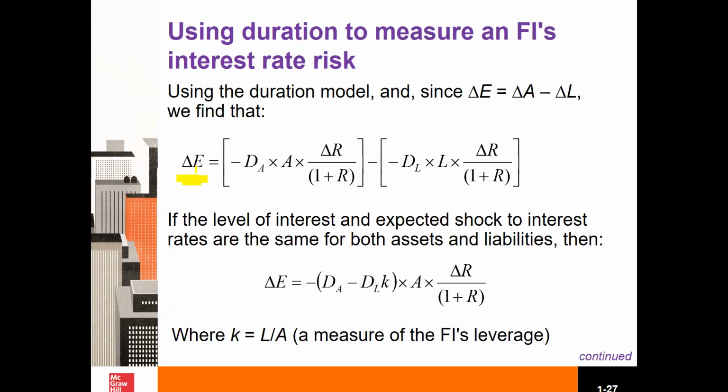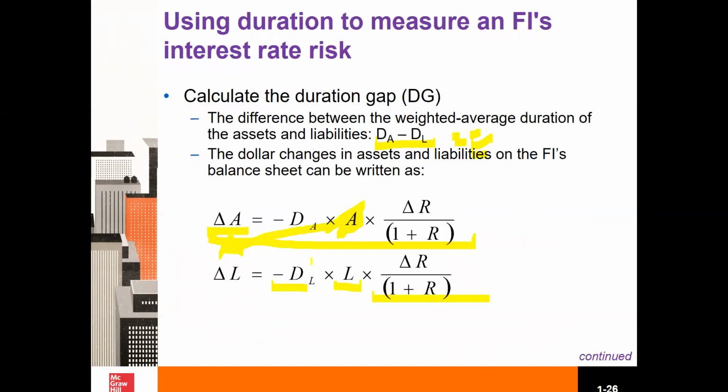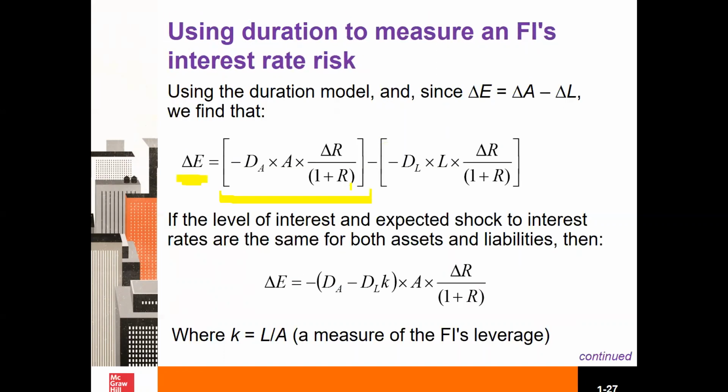So the change in the value of equity should be the change in asset value, which is the first one, minus the change in liability value, for a change in interest rate. This is essentially the change in equity value for a change in asset value and for a change in liability value.